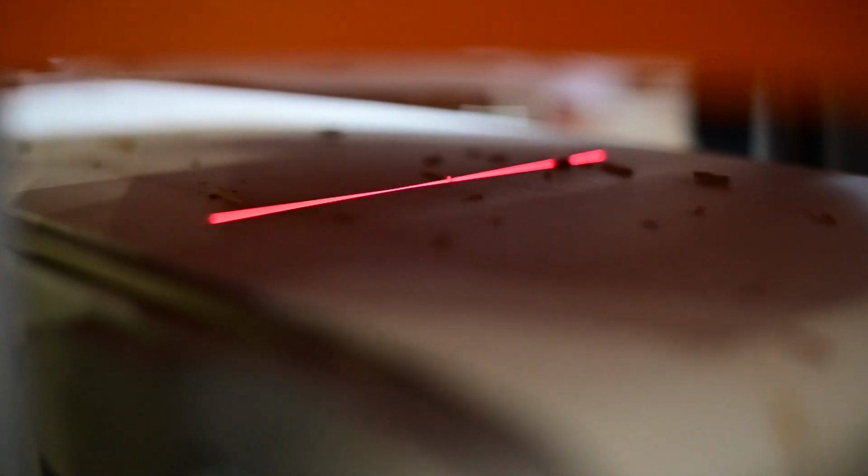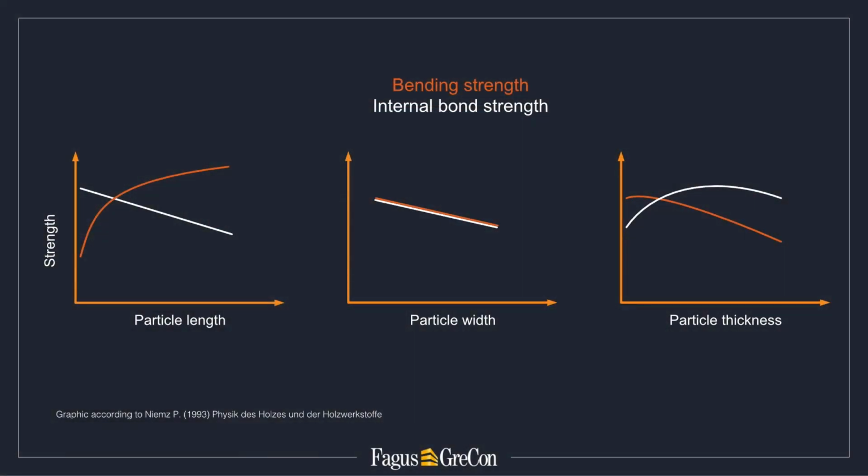We will show you how the system works and how you can benefit from the information it provides in the following minutes. Why are particles measured? The particle geometry is a decisive parameter for the mechanical properties of particle board. Particle length, width and thickness have an influence on the characteristic values of the finished board.